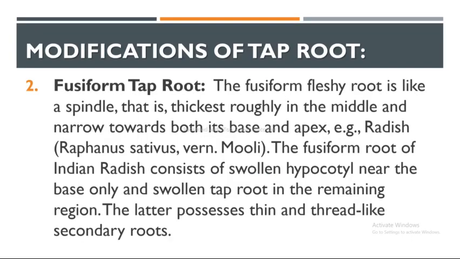Second is the fusiform taproot. The fusiform fleshy root is like a spindle that is the thickest roughly in the middle and narrow towards both its base and apex. For example, in the radish, Raphanus sativus. Vernacular name or common name is Moli. The fusiform root of the Indian radish consists of swollen hypocotyl near the base only and swollen taproot in the remaining region. The latter possesses the thin and thread-like secondary roots.